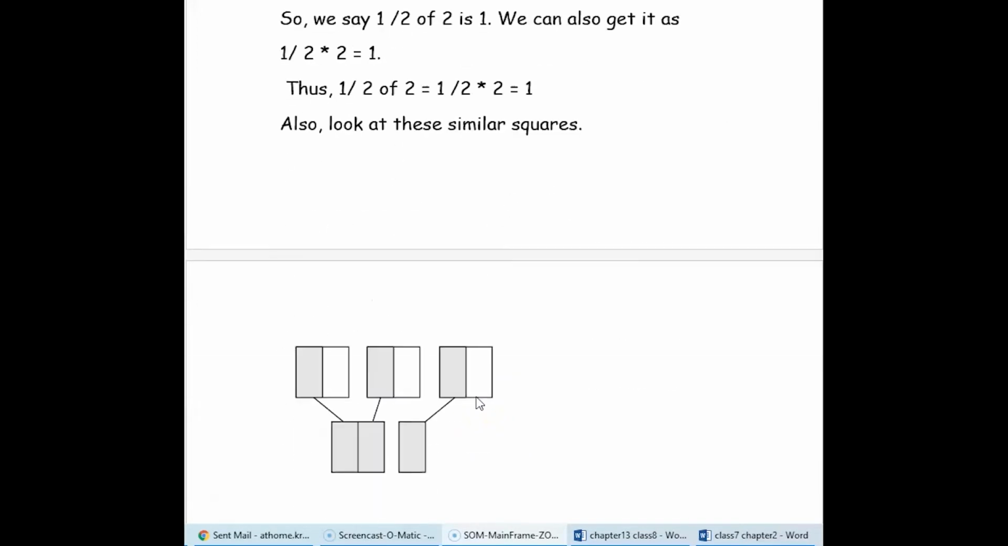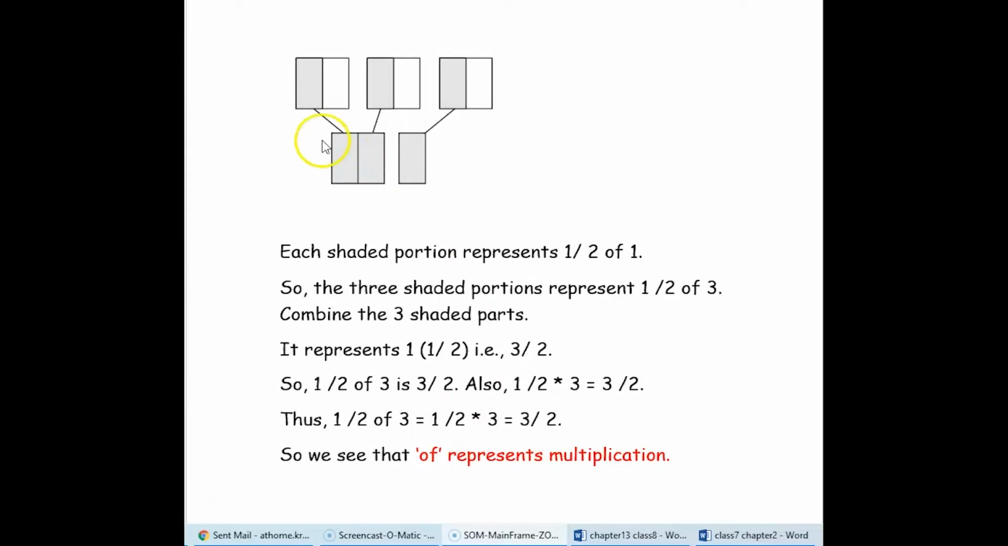Also look at these similar squares. Here we have three similar squares. In all three similar squares only one part is shaded. So in each square, we can represent it as 1 divided by 2. That is, we have two parts and out of which one part is shaded. Now if you combine all three squares, we'll have three shaded parts out of two parts each. How can we represent this? We can represent that as 1 and 1 by 2, because here we have one full shaded square and half of another. So we can represent it as 1 and 1 by 2.